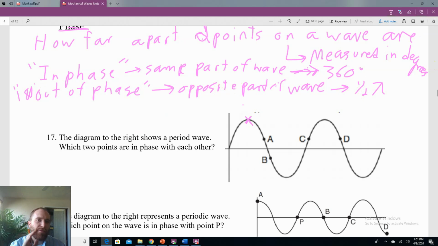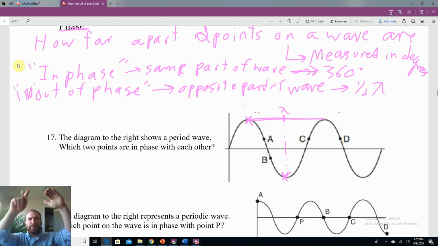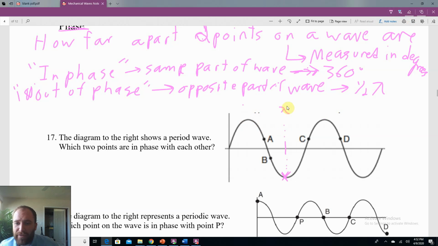Let's say you're not 360 like a full wave. Let's say you're only 180 degrees out of phase. Well, if this is the full wavelength, then 180 degrees would be half that, which would be right here. That would be this part of the wave. Can you see what I mean by the opposite part of the wave? So if we start on the crest, the opposite part would be the trough, that bottom part of it. So that's 180 degrees out of phase.